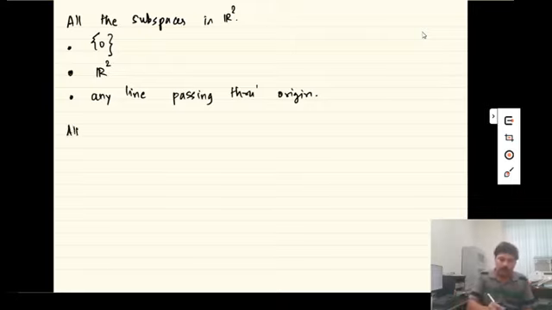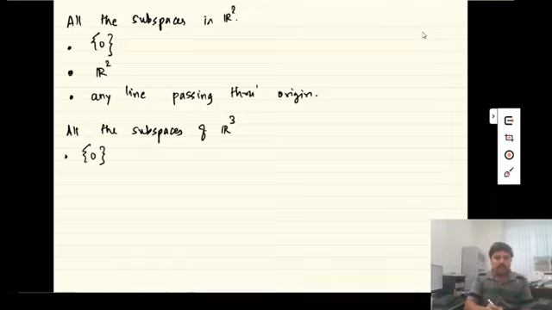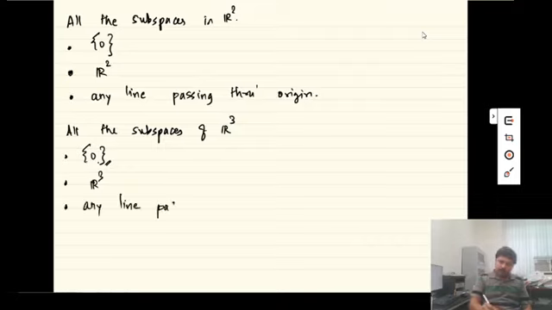So if you want to characterize all the subspaces of R3, the zero set obviously will be one, but you have to remember this 0 is a vector in R3, so it has three components 0, 0, 0, whereas the 0 in R2 has two components 0, 0. Then R3 itself is another. Then any line passing through the origin, and not only that, any plane passing through the origin.